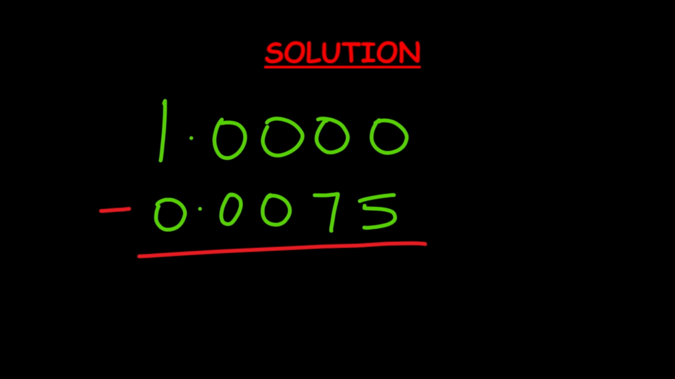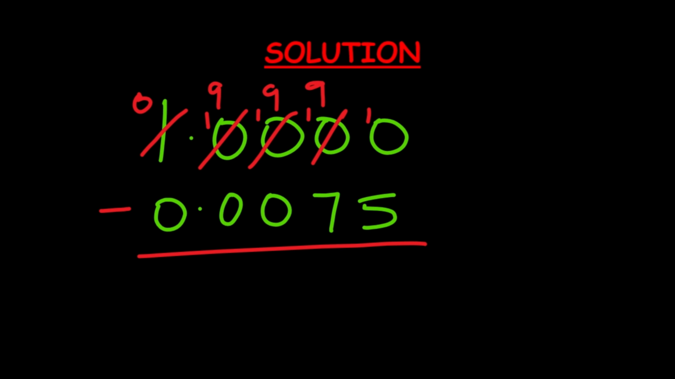Since we can't subtract 5 from 0, we borrow 1 here, remainder 0, and add to the next column to make 10. Borrow 1, remainder 9, and add to the next column to make 10. Borrow 1, remainder 9, and add to the next column to make 10. Borrow 1, remainder 9, and add to the next column to make 10.